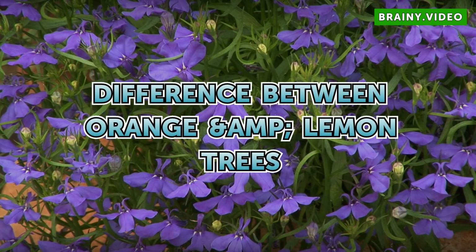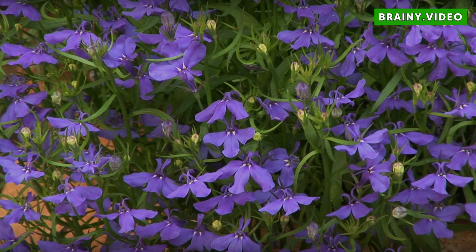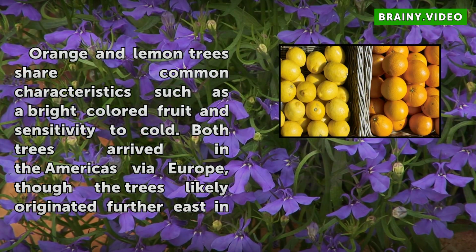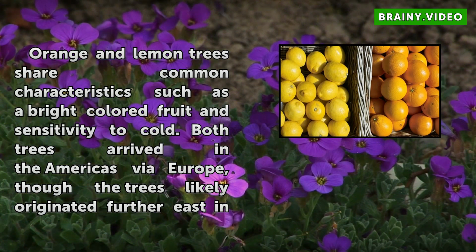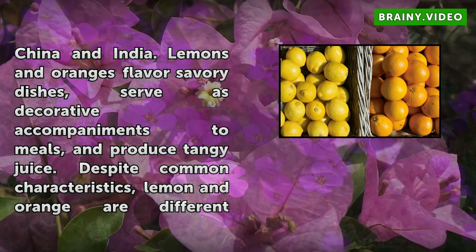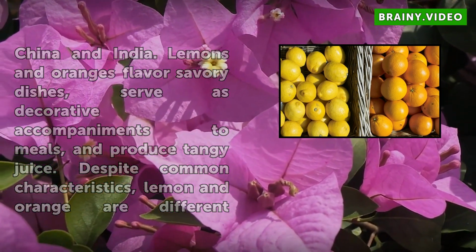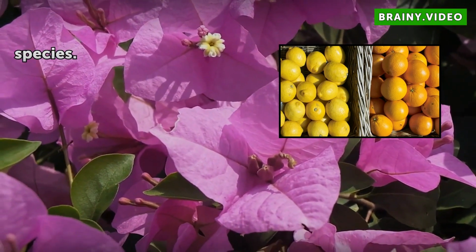Difference between orange and lemon trees. Orange and lemon trees share common characteristics such as a bright-colored fruit and sensitivity to cold. Both trees arrived in the Americas via Europe, though the trees likely originated further east in China and India. Lemons and oranges flavor savory dishes, serve as decorative accompaniments to meals, and produce tangy juice. Despite common characteristics, lemon and orange are different species.